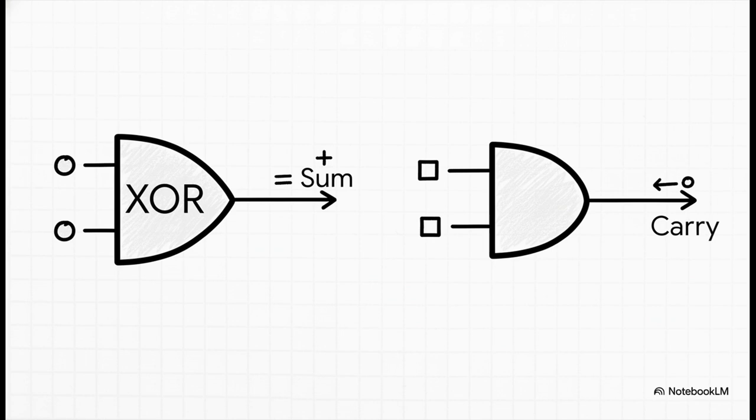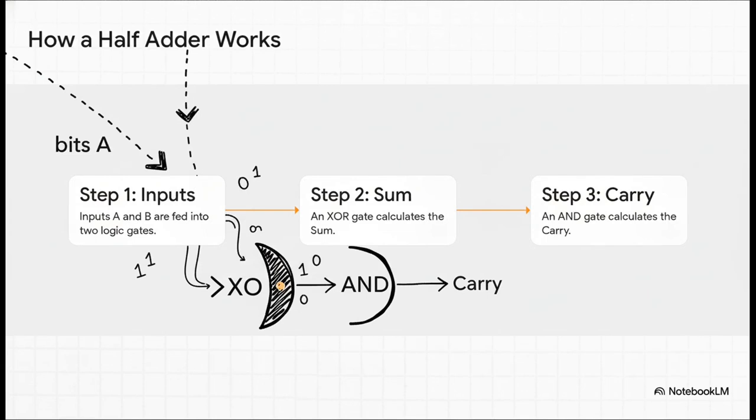That's it. It's really that simple. So you can kind of picture it, right? Two bits, A and B, flow into the circuit. They basically hit two gates at the exact same time. The XOR gate figures out the sum part of our result, and the AND gate figures out the carry part. Two simple operations, one simple result.